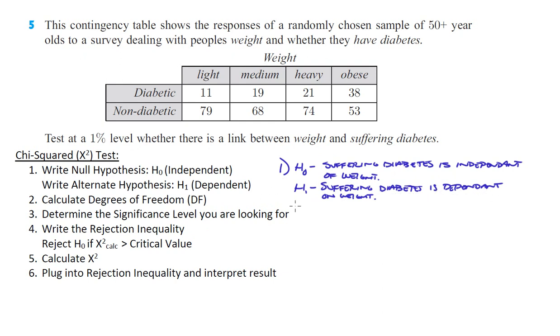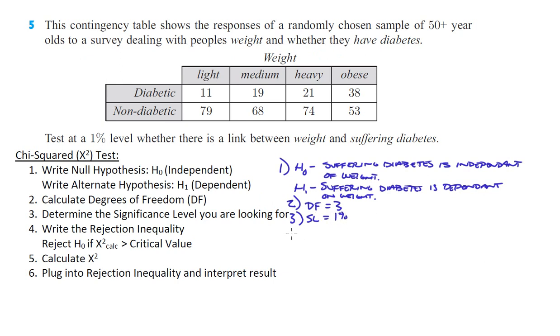Okay. Part 2, calculate our degrees of freedom. If we take out a row and we take out a column, we are left with 3 pieces of data there. So degrees of freedom is 3. Okay. Determine the significance level we are looking for. Told us up here that it was 1% level. So significance level is 1%.